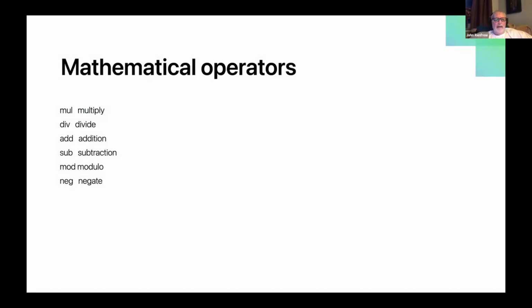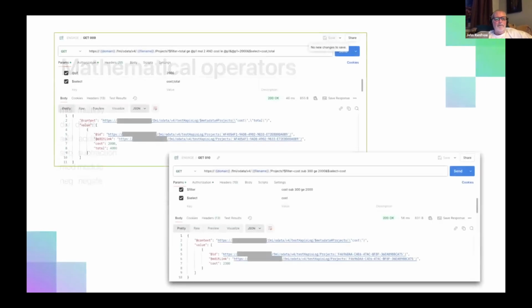So something MUL 2 is that multiplied by 2. Something SUB 300, that's less 300. Okay, there you go, that's for reference.